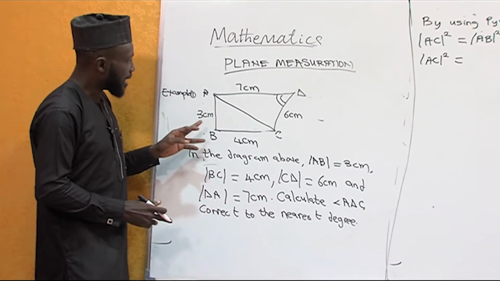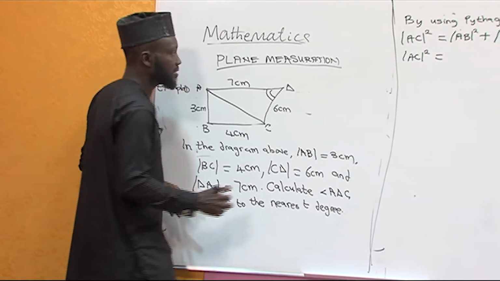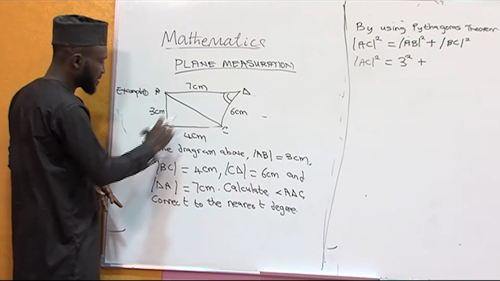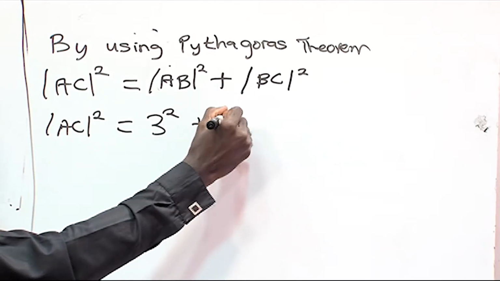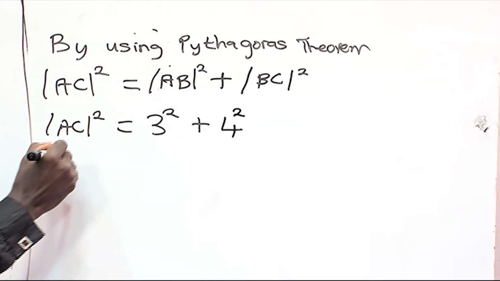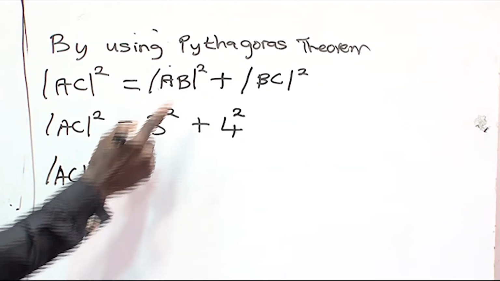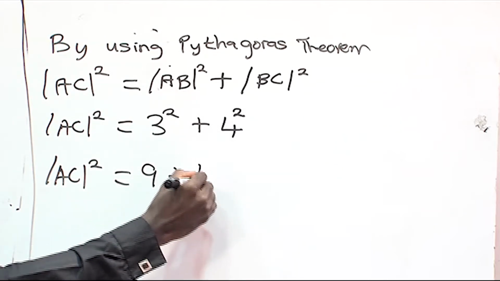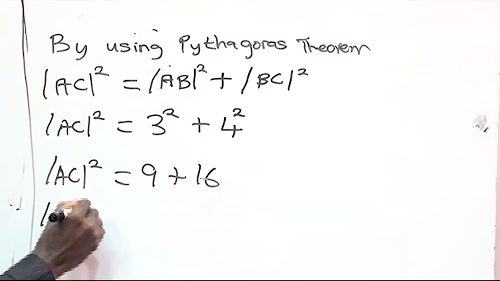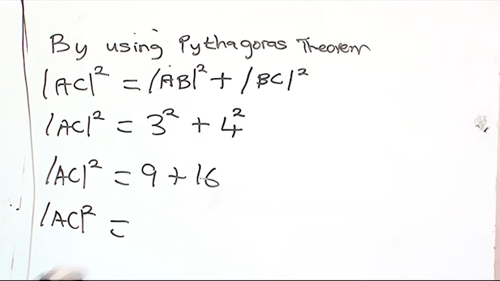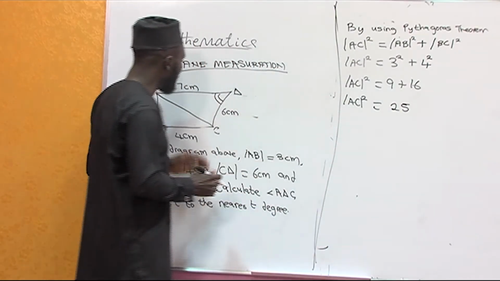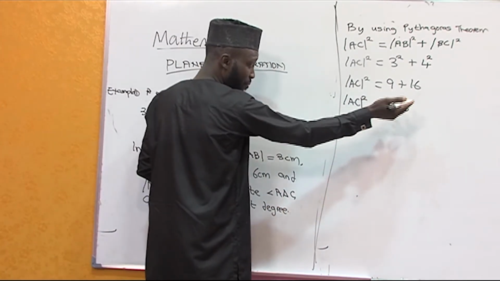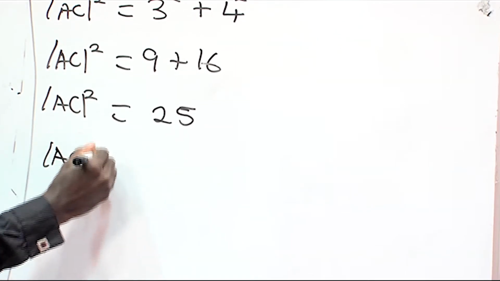Now, our AC square is equal to what? Our AB in this case is 3 centimeters, so this is now going to be 3 square plus our BC, which is 4 centimeters, 4 square. So from here we have AC square is equal to 3 square, which is 9, plus 4 square, which is 16. So at the end I have AC square is equal to 9 plus 16, which gives us 25. But remember that we are looking for the line AC. So all I need to do is, when I take the square root of both sides, I will have my AC to be equal to what?